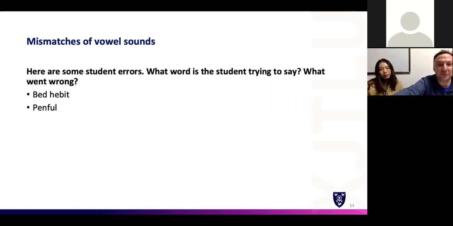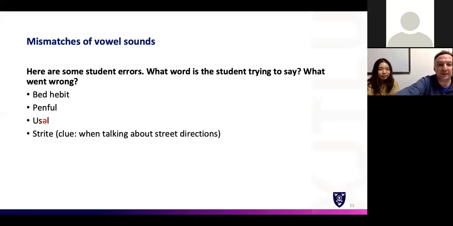Meanwhile, I'll continue with a similar one. Painful. What word is the student trying to say? It should be painful. Painful versus painful. So what mistakes are happening there? Weak and strong vowels? Yeah, kind of. And let's go to another one. Usual.